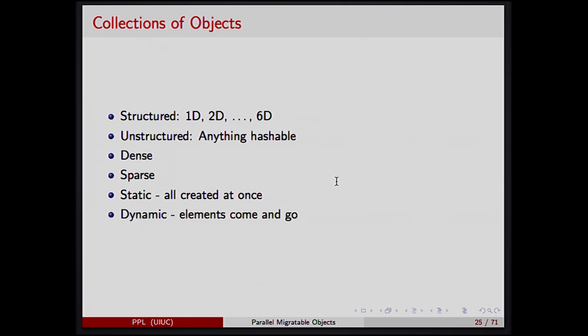So you can create this collection statically. That means you can say, hey, create for me a three-dimensional array of chares of size 10 by 20 by 20. Or you can say, hey, create for me a three-dimensional collection of chares, and I won't give you the size right now, but I will slowly insert objects into this collection. So you can dynamically insert elements into a collection with a given index.